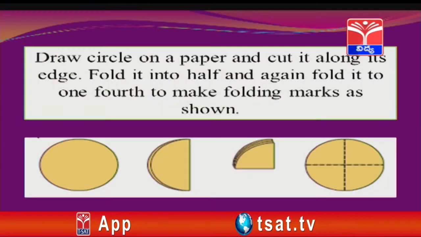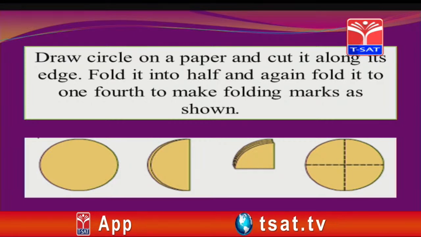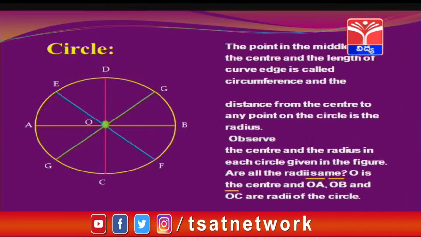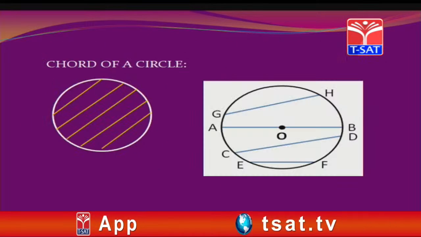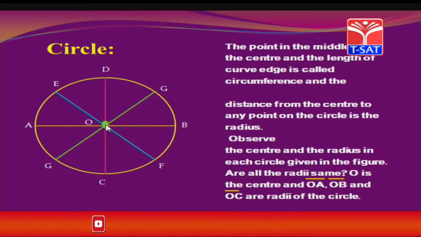Okay. Now, you draw the lines. Let us see here. Draw a circle on a paper and cut it along its edge, fold it in half first and then fold again once more. So, one fourth, you see the folding makes as shown like this. You can draw with a pencil. So, this is called a circle. The point in the middle is the center. Understand the circle? This is the point which is in the middle.